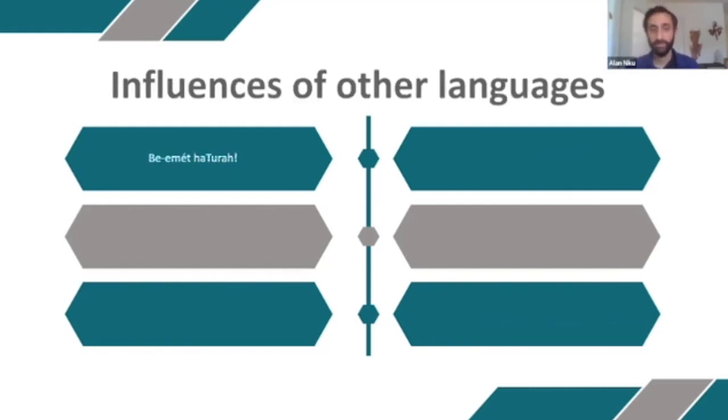Some other cool things, so just phrases we have, Be'emet HaTorah, that means by the truth of the Torah. Another mix of Hebrew and Persian. Any Persian speakers can try to figure out what this one means. It's Behad Debraham Yisaga Yahub, which means by the merit of Abraham, Isaac, and Jacob. Again, if a Muslim was crying out, they would probably not be naming the Jewish patriarchs. They would probably name someone from Muslim history.